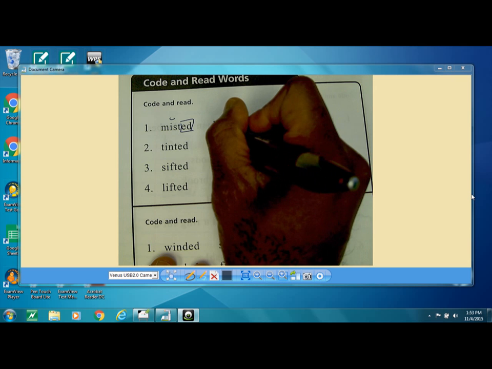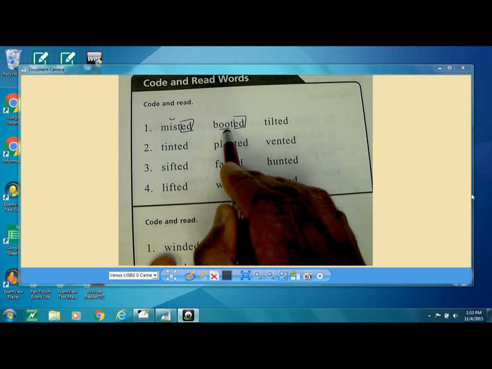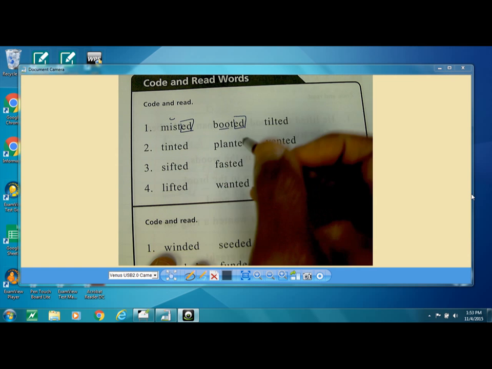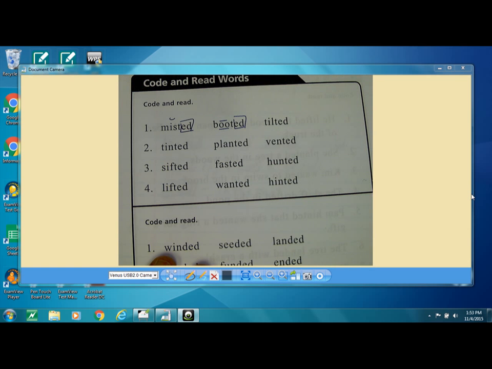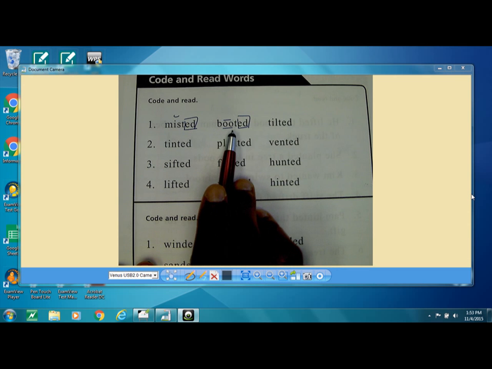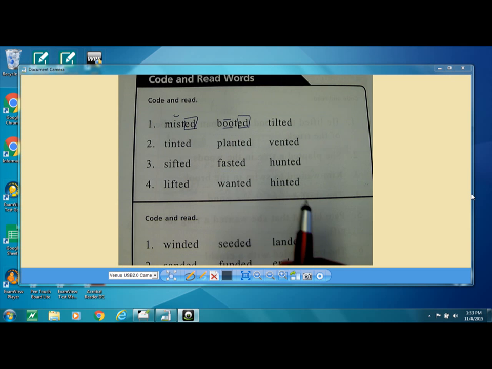We have to underline our digraph OO. We have to decide if this says b, oot, or if it says b, ut, or does it say b, oot? It says b, oot. So we're going to mark it like so. So you should have that marked, and our sounds are b, oot, ed, boot, ed, booted. Okay? So let's look at our next word.